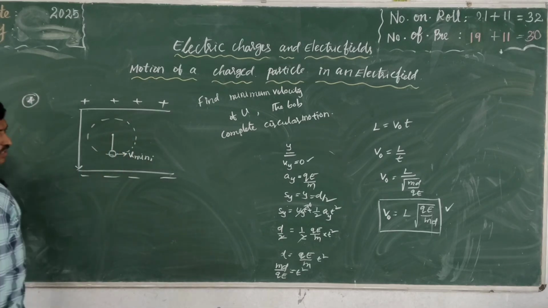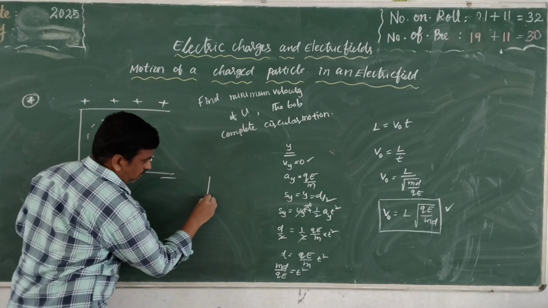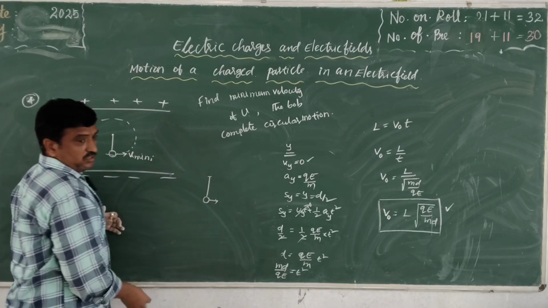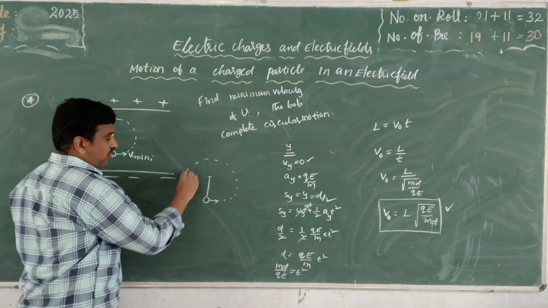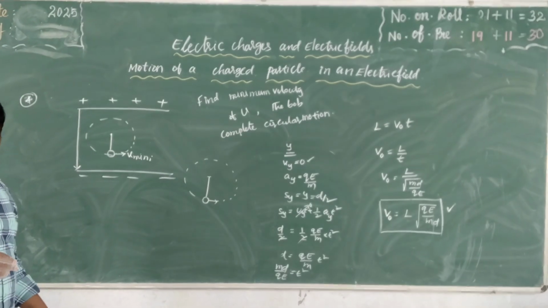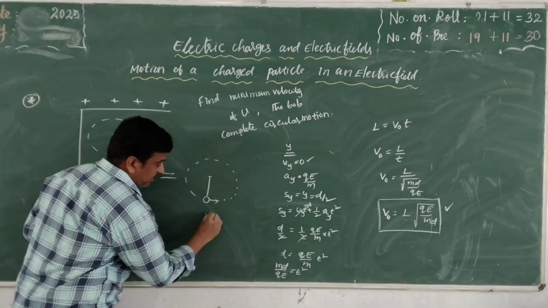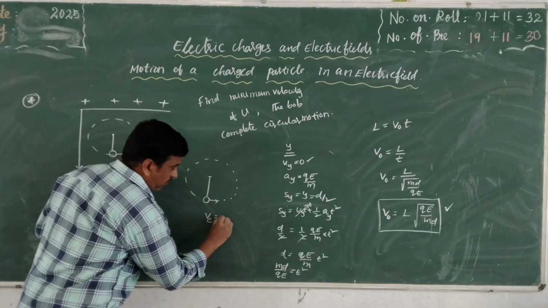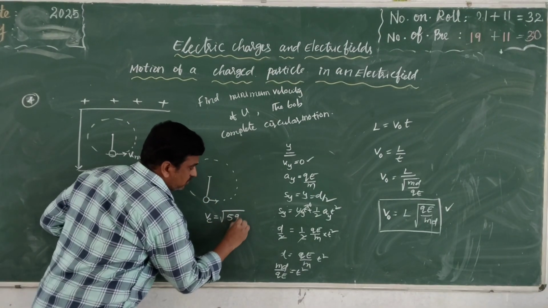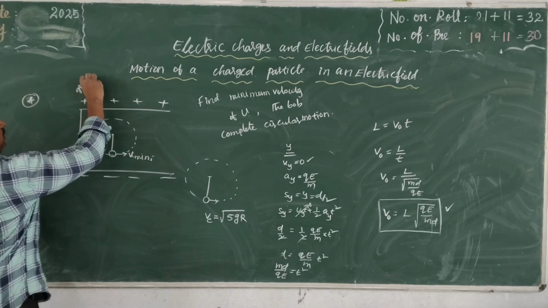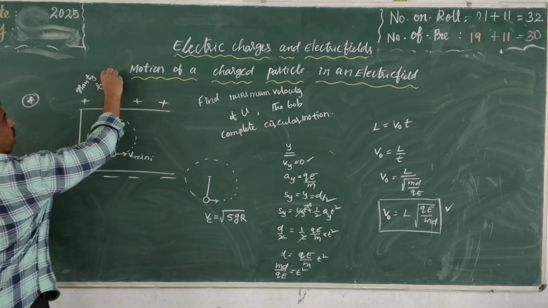See, here we apply minimum velocity to this bob, then it will complete circular motion. At what minimum velocity the bob will complete circular motion, that minimum velocity we call the critical velocity. That critical velocity formula is root of 5gr. One more important thing is, it is gravity free space. First we can discuss gravity free space. No gravity, free space.